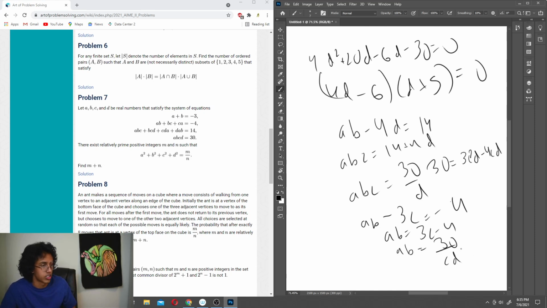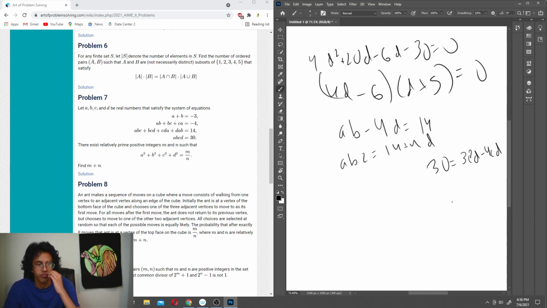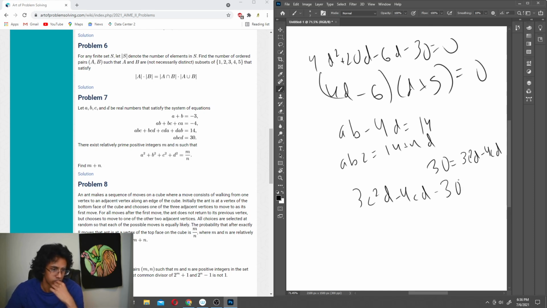And we basically want this quadratic to be solvable for C. So why don't we try that? 3C squared D minus 4CD minus 30 is equal to 0. Should we try quadratic formulating this? I hate quadratic formula so much though. Can we do this without the quadratic formula? Well, let's just try both.